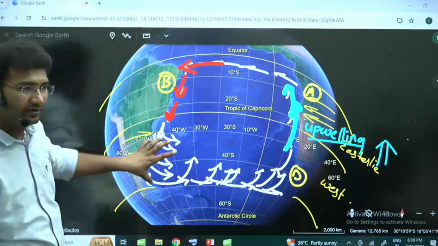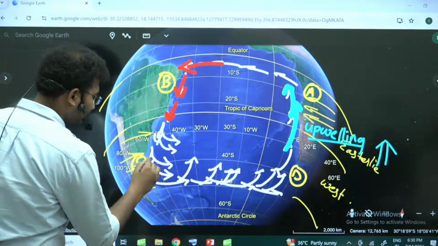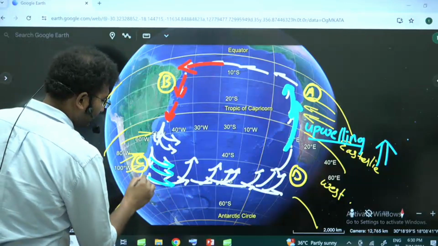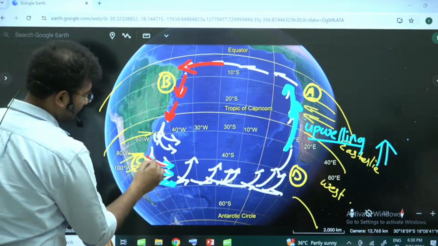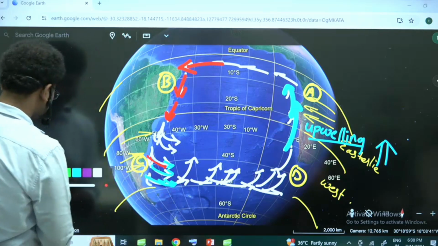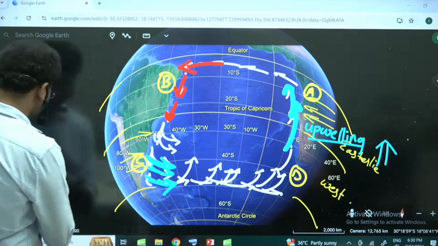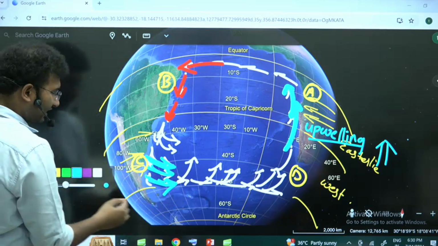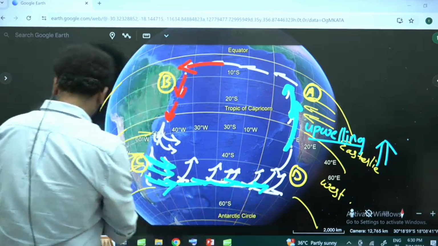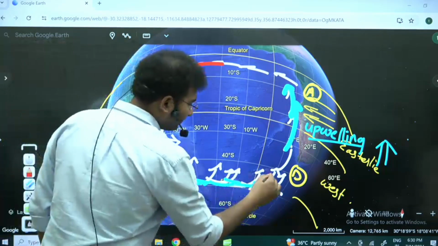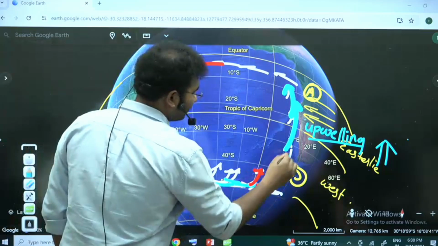Here you have cold water. Comparatively, these are cold. They are cold only. Upwelling is happening here. This is cold. Now this cold water, here, this water deflects towards the left in the southern hemisphere, and finally it comes back to the same place like this.